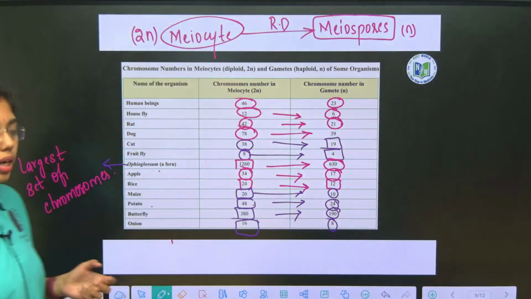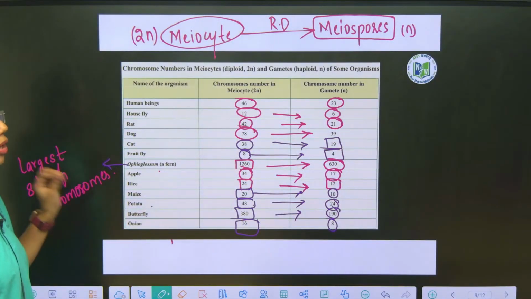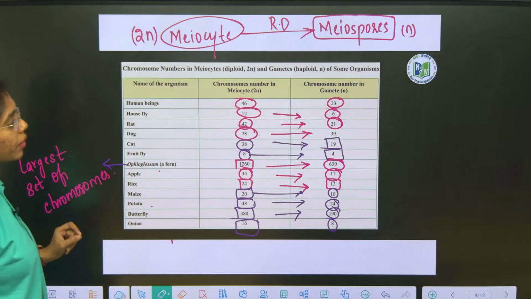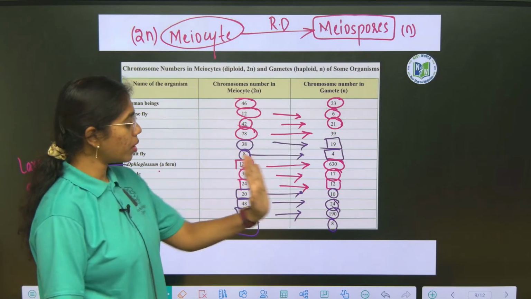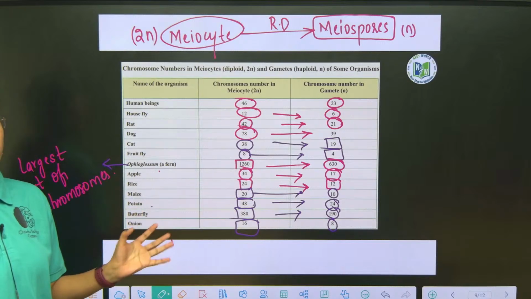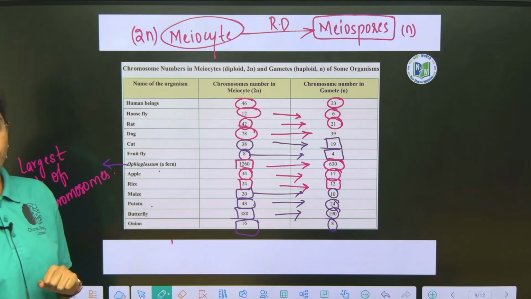Clear? Okay. So this chromosome number you have to remember for sure. If you can remember the diploid set, then half of this number will be the haploid set of chromosomes. In that way you can remember.